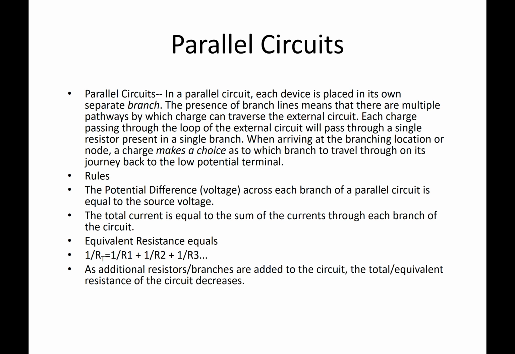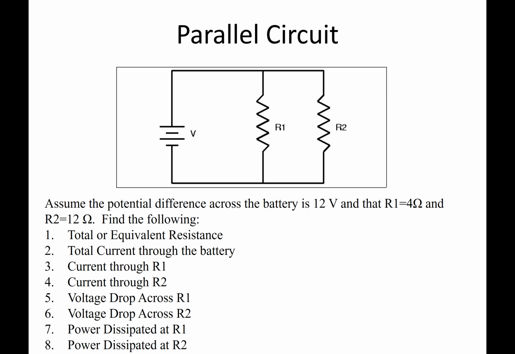So let's look at an example of how a parallel circuit might work. Notice that we have a battery, and the problem tells us our voltage drop across that battery, our potential difference, is 12 volts. Resistor number 1 is 4 ohms. Resistor number 2 is 12 ohms. And we're wanting to find the total or equivalent resistance first. Remember, we're going to use 1 over the total equals 1 over the first resistor, 4, plus 1 over the second resistor, 12. We get a common denominator of 12.